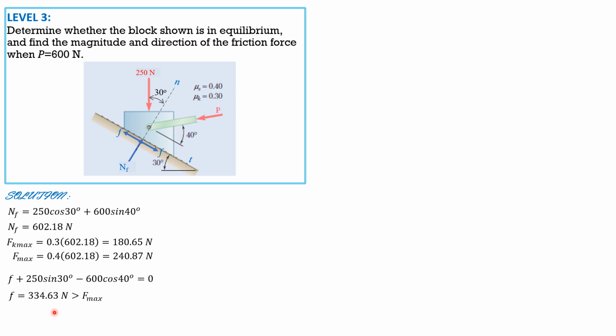So that means that the block moves upward, because if it moves upward, friction is going down. And since this is greater than the maximum frictional resistance, which would keep the block in equilibrium, therefore the block slides up. Because it slides up, the maximum frictional resistance that can develop is that of maximum kinetic friction, which is 180.65 newtons. So the block slides up, and the maximum frictional resistance is 180.7 newtons.